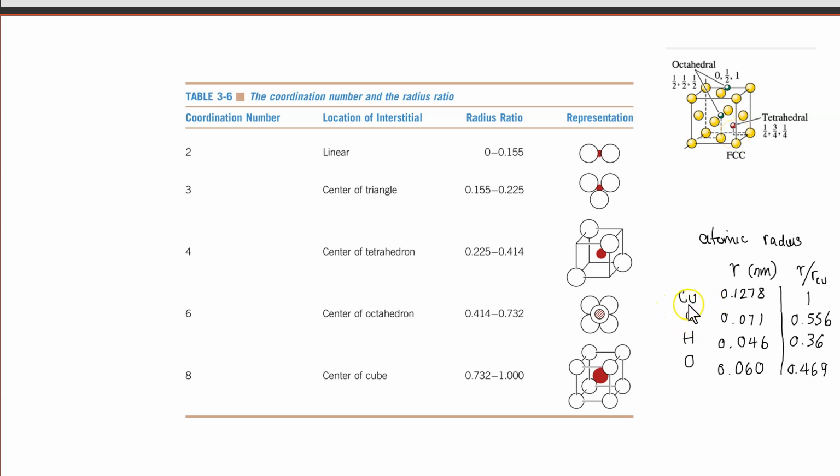Here I've listed the atomic radius of copper, carbon, hydrogen, and oxygen. And then I've expressed each one as a ratio of the radius of the copper atom. So we see that carbon here has a radius ratio of 0.6. Let's call it 0.6. So it will not fit in the tetrahedral site. It could fit in the octahedral site. So let's put copper as a candidate. Carbon as a candidate for an octahedral interstitial site.